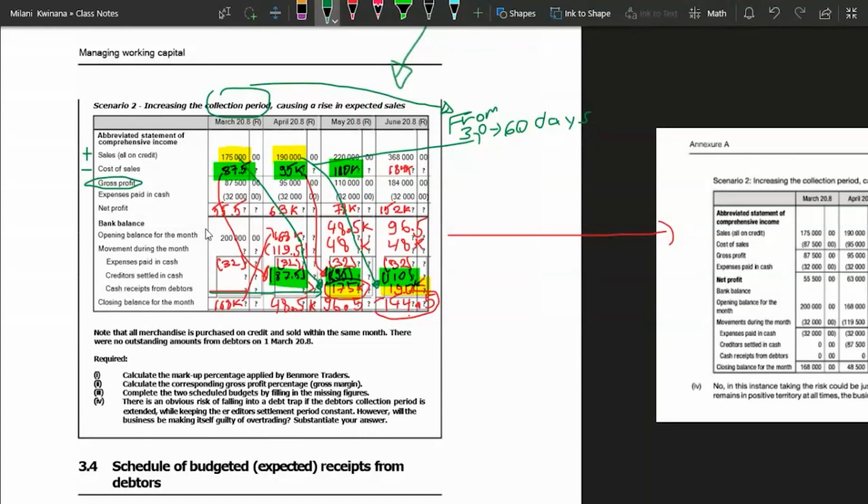Okay, thank you. So this is a minus, expenses is a minus, cash receipt is a positive. So that's all we need to do. So you just need to understand that your, go ahead, Milani.